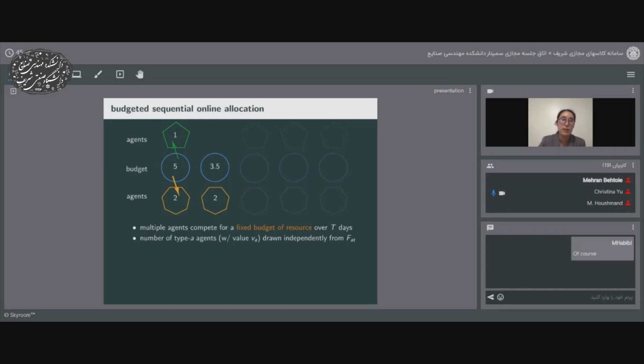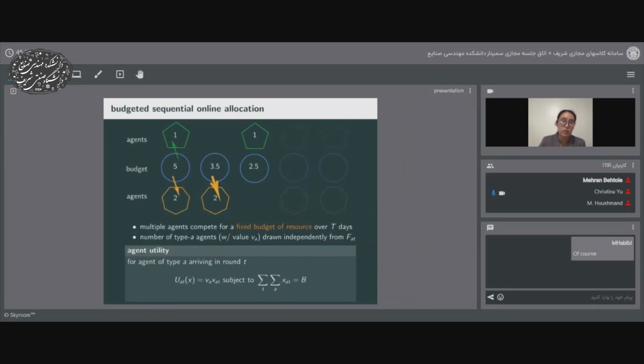Perhaps at the second round, an agent of the yellow type arrives, and this will continue where at each time again you decide how much to allocate, and then you have the remaining budget, and then the next time you see which agents arrive, and you again have to make a decision of what to allocate. And the number of agents of different types we assume is drawn from a distribution. This distribution we assume is known in advance. You can think of approximating this distribution using historical data.